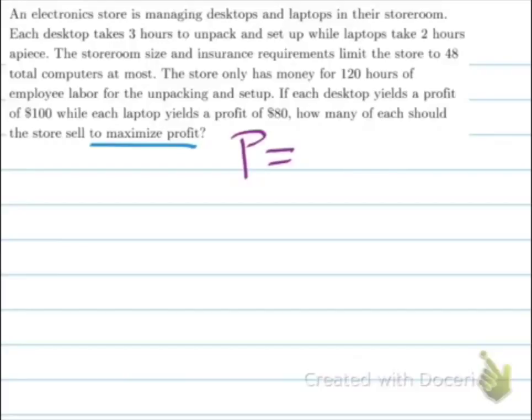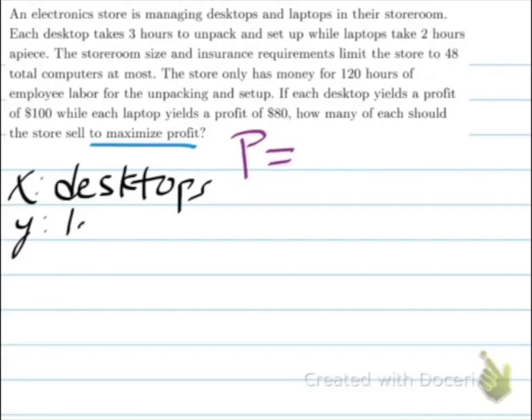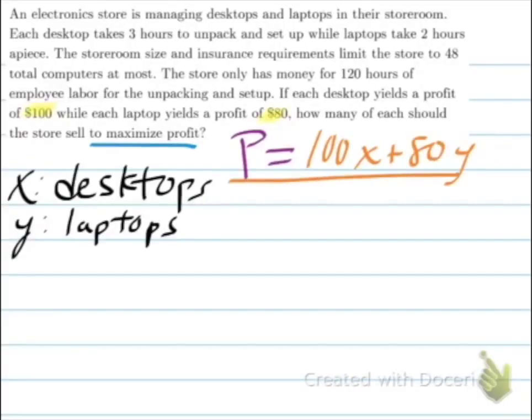So let's go ahead and define our variables. Let's call X the number of desktops and Y the number of laptops. And as such, if every desktop yields a profit of $100 and every laptop a profit of $80, that means we can express our profit in the following manner. Every desktop X brings us 100, while every laptop Y brings us 80. And this is our goal to optimize, to get the maximum value of.